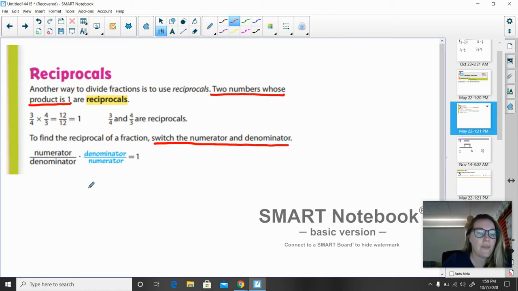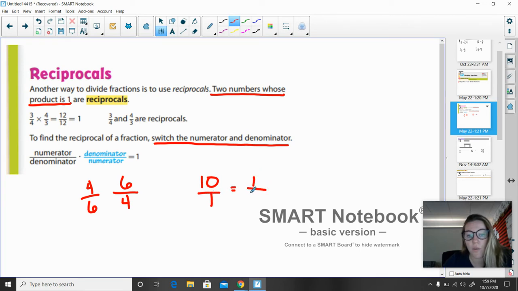So if I have the fraction 4/6, let's say, to find the reciprocal, I am just going to take this 4 and put it on the bottom, and this 6 and put it on the top. Those are reciprocals. The same thing works with a whole number. If I want a reciprocal of 10, I'd first have to make it a fraction by doing 10/1, and then I would just switch. And so the reciprocal of 10/1 is 1/10.